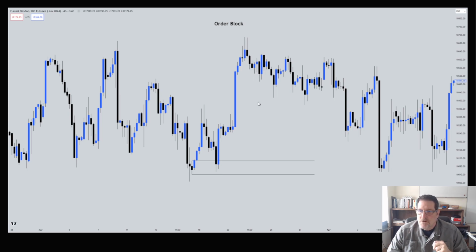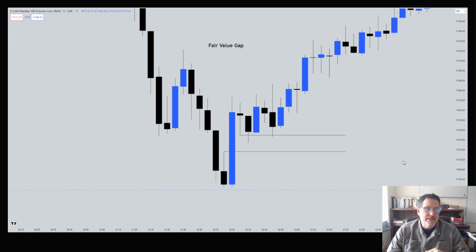So we will talk more about order blocks in future videos. Fair value gaps. We've already talked about fair value gaps a little bit. A fair value gap is a 3-bar pattern where the wicks of the first candle and the wicks of the third candle do not touch. They do not touch. That creates a fair value gap. Fair value gaps are an imbalance that price will tend to want to return to.